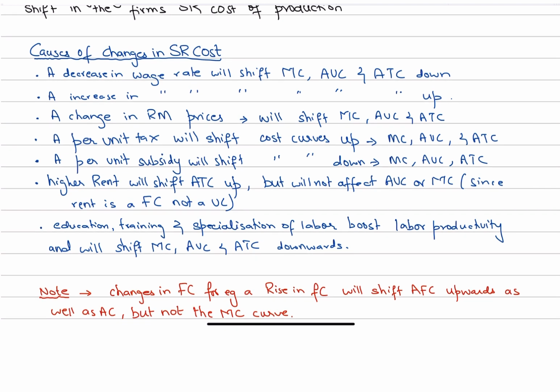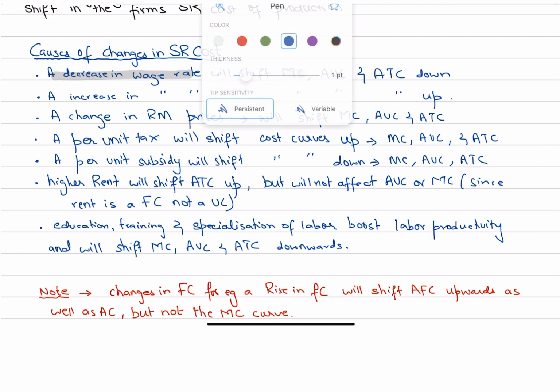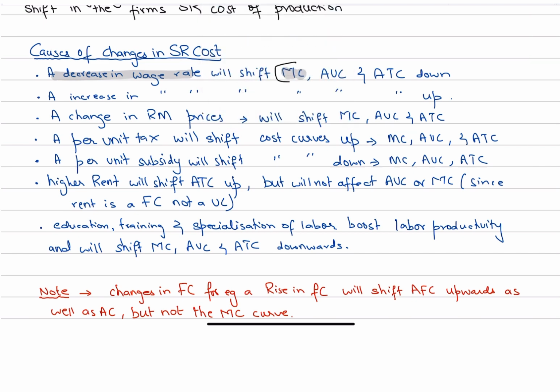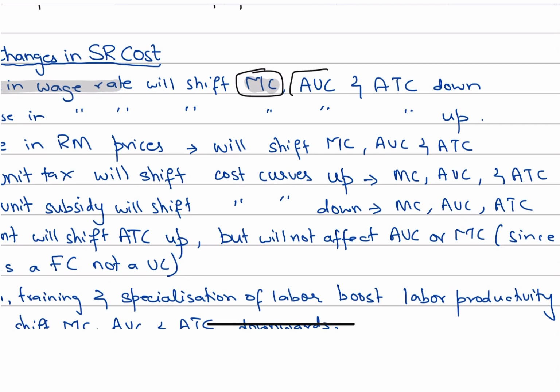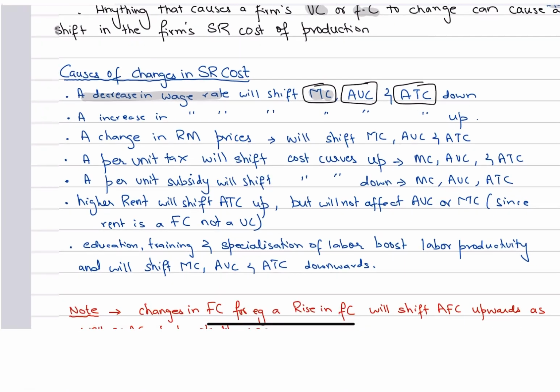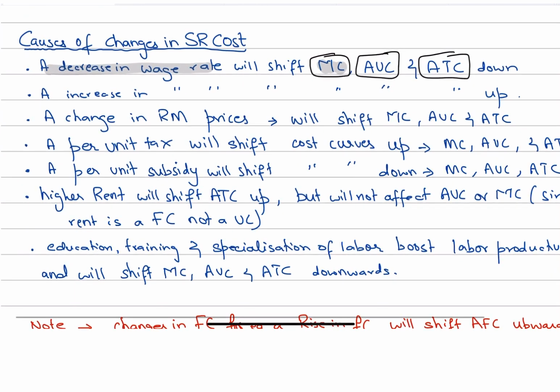A decrease in the wage rate will reduce your cost of production. When your wage rate goes down, that is, when your input price for labor goes down, it will shift your marginal cost curve downwards. You need to know which curve will shift. Secondly, since wages are a variable cost, your average variable cost curve will shift downward as well. That is, variable cost per unit will go down, and so will your average total cost curve. So marginal cost, average variable cost and average total cost, all three curves would go down.